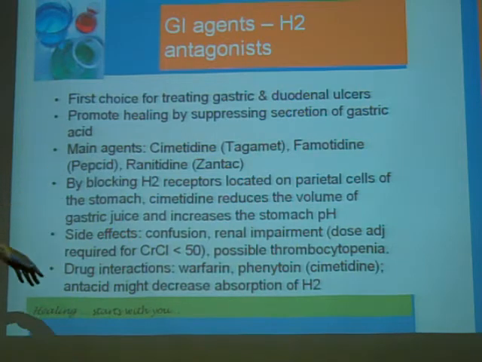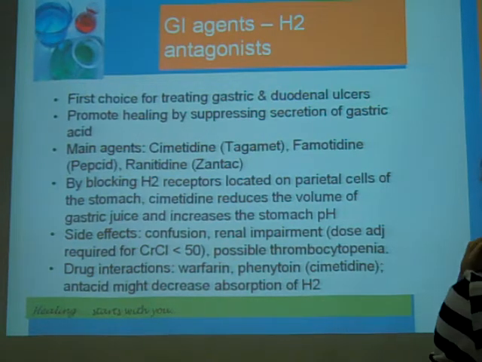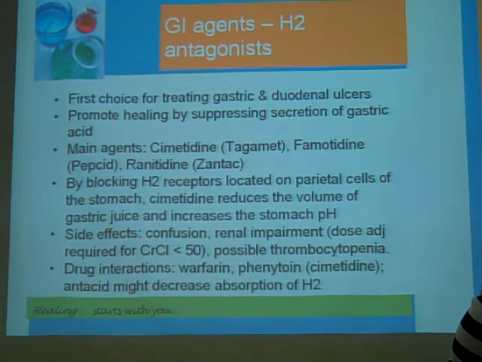And all three agents require renal adjustment. When the renal function, creatinine clearance, drops below 50, we have to adjust the dosage. So that's just another thing. It's not the best idea to have these agents over the counter, but they are. So that's the main challenge.